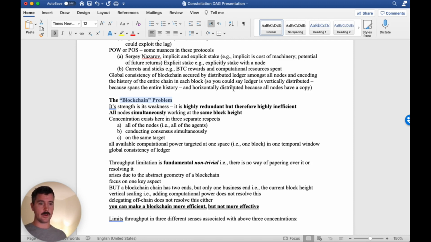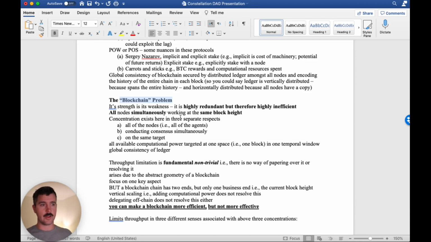This is because each node hosts an entire copy of the ledger, which means that all the nodes can go offline or break, but as long as you have one node remaining, then you still have the whole ledger. So that makes it highly redundant, but this also makes it highly inefficient. Because all the nodes are working at the same block height on the same ledger, you have a high degree of concentration of the computational power.